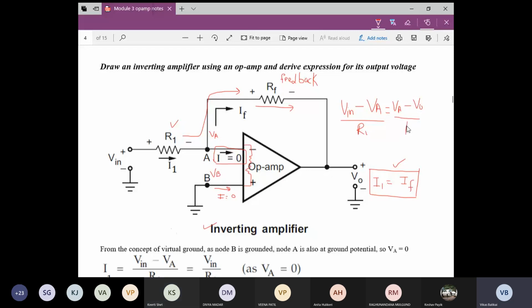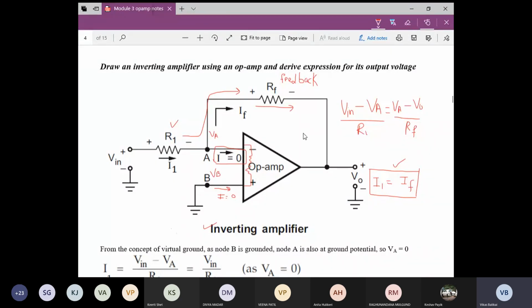RF. Exactly. Now tell me, you know what V in is because you have given the input voltage. You know the value of R1 because that's what you have used in the circuit, and you know the value of RF because you have used RF. Now tell me what will be the value of VA. I do not know it, because in order to solve V0, I should be knowing VA. So if I want to solve that, I should know what exactly my VA is.